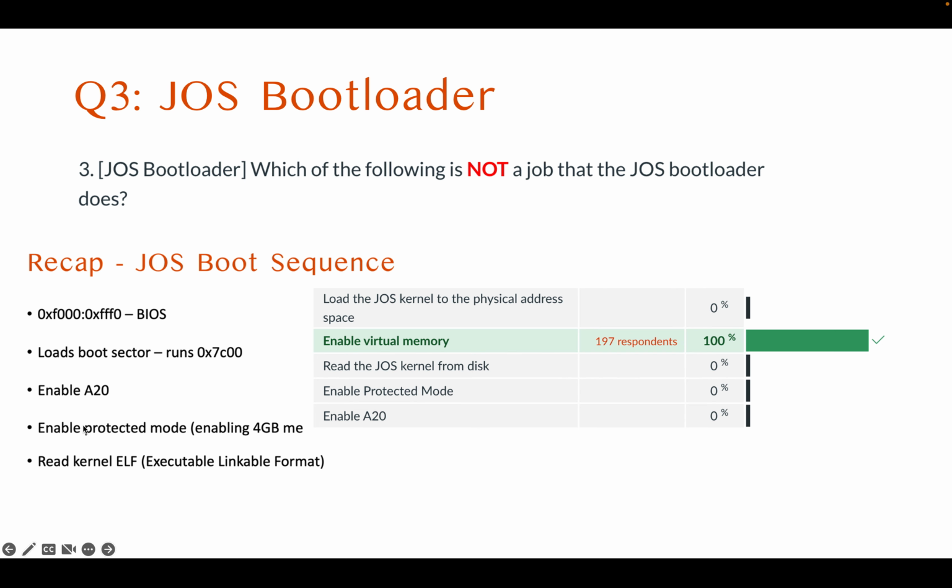Enable protected mode is here, enable A20 is here. So the bootloader should enable protected mode to load the kernel at the physical memory, and before doing that, we should enable A20 to fully utilize all the physical memory. So that's the reasoning.